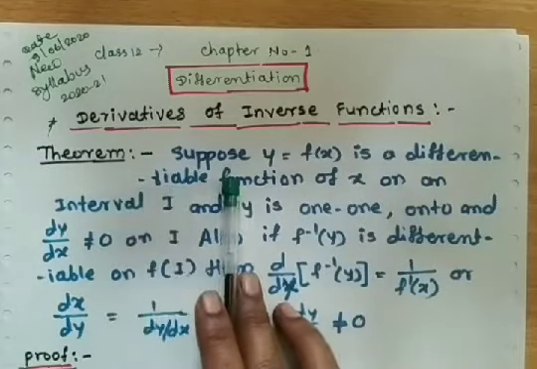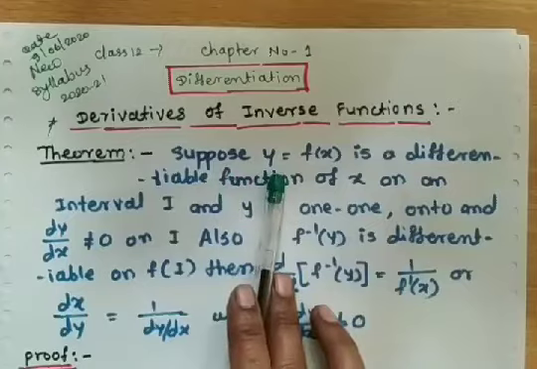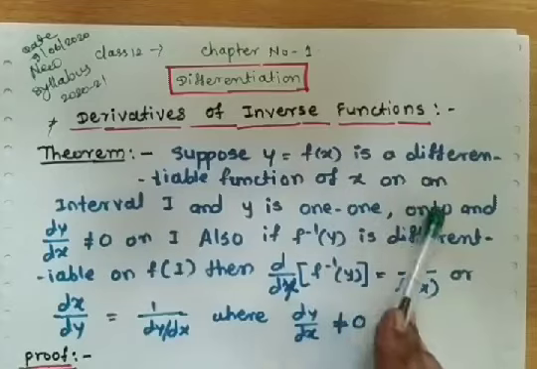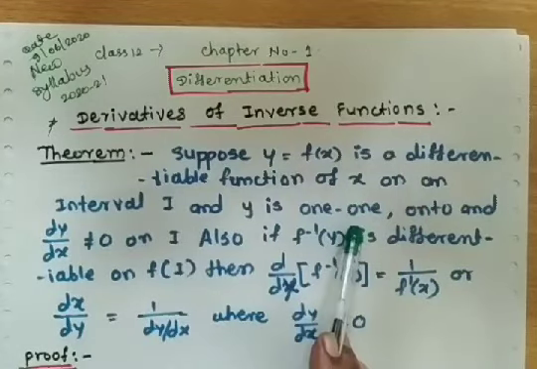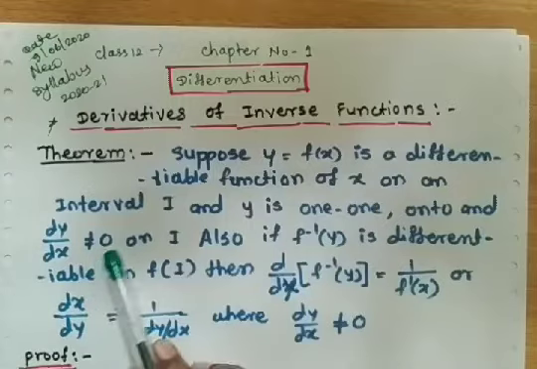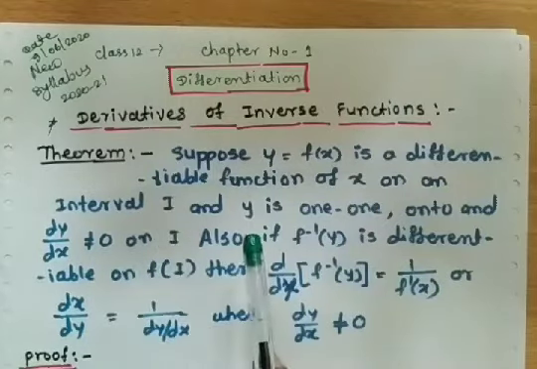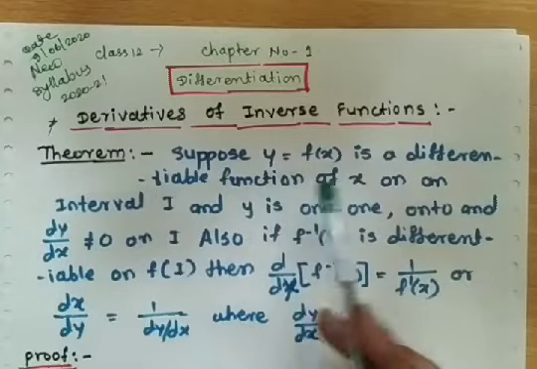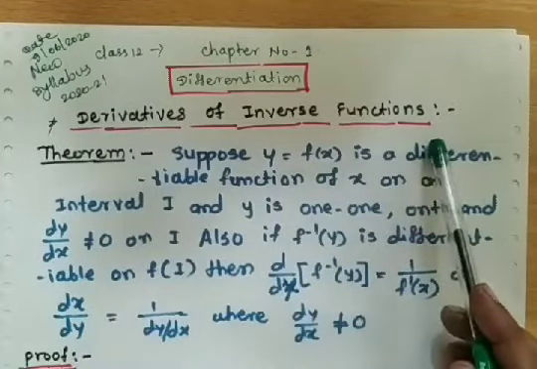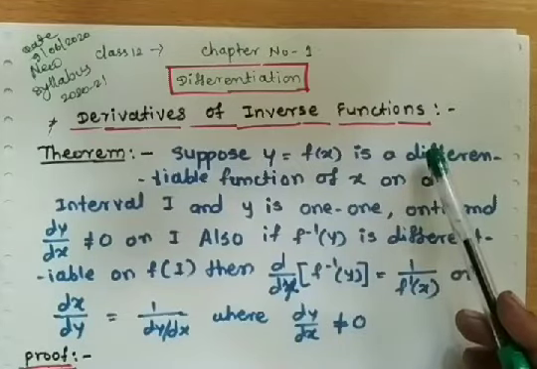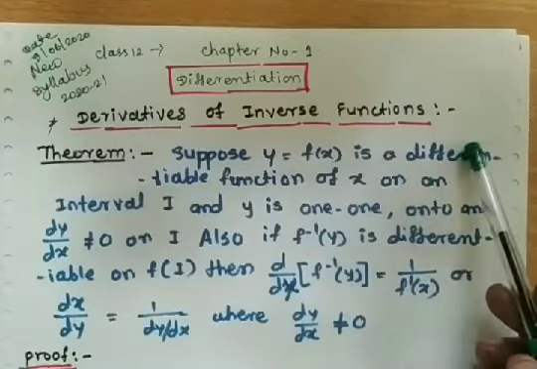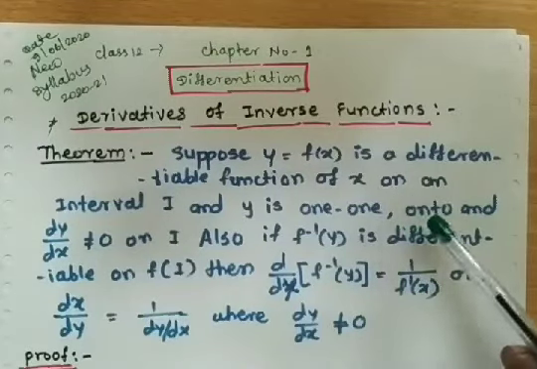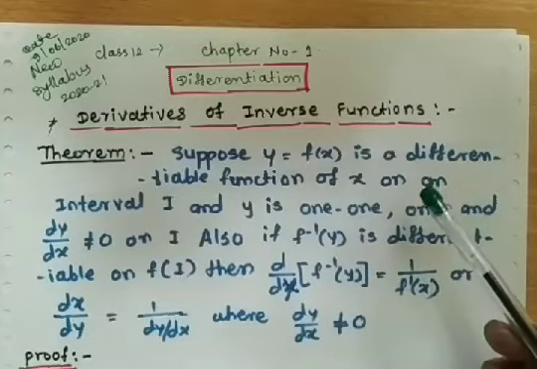The statement of the theorem is: suppose y is equal to f of x is a differentiable function of x on an interval I, and y is one-one and onto, and dy by dx is not equal to 0. In the previous videos, I taught you what inverse functions are and what the condition is for differentiating an inverse function. Whenever the given function is one-one and onto, only then can we differentiate these functions.